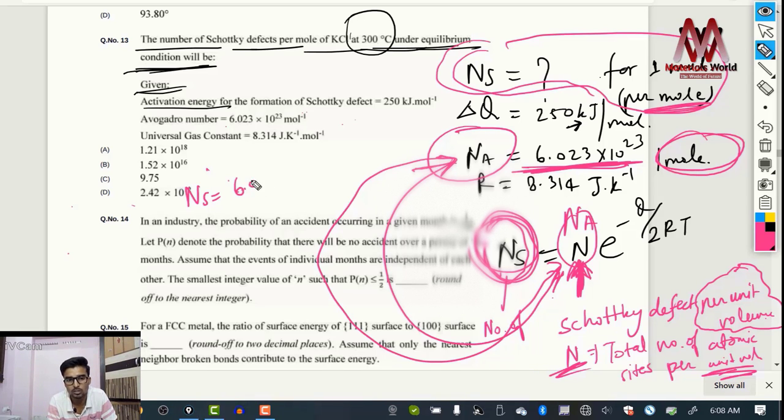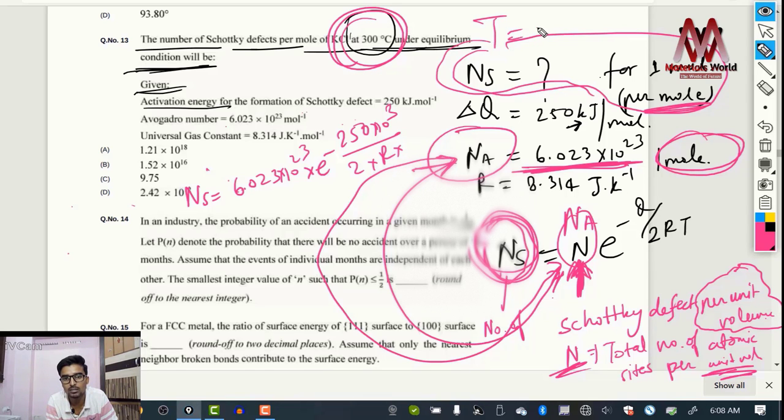So 6.023 into 10 power 23 into e to the power minus Q, which is given as 250 kilojoule, so 250 into 10 power 3 joule, divided by 2RT. So 2 into R, and T is at 300 degrees Celsius. T should always be put in Kelvin because R is in Joule per Kelvin. So it will be 300 plus 273, which is 573. So you can put 573 here and find the answer.